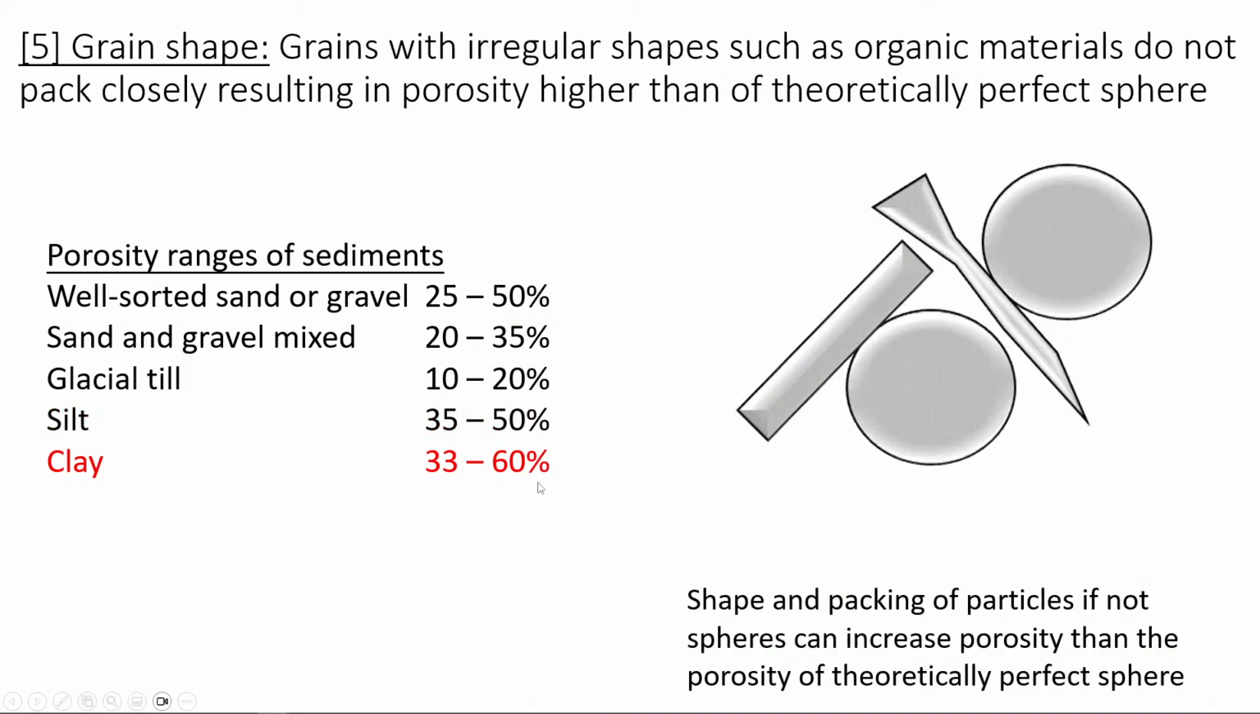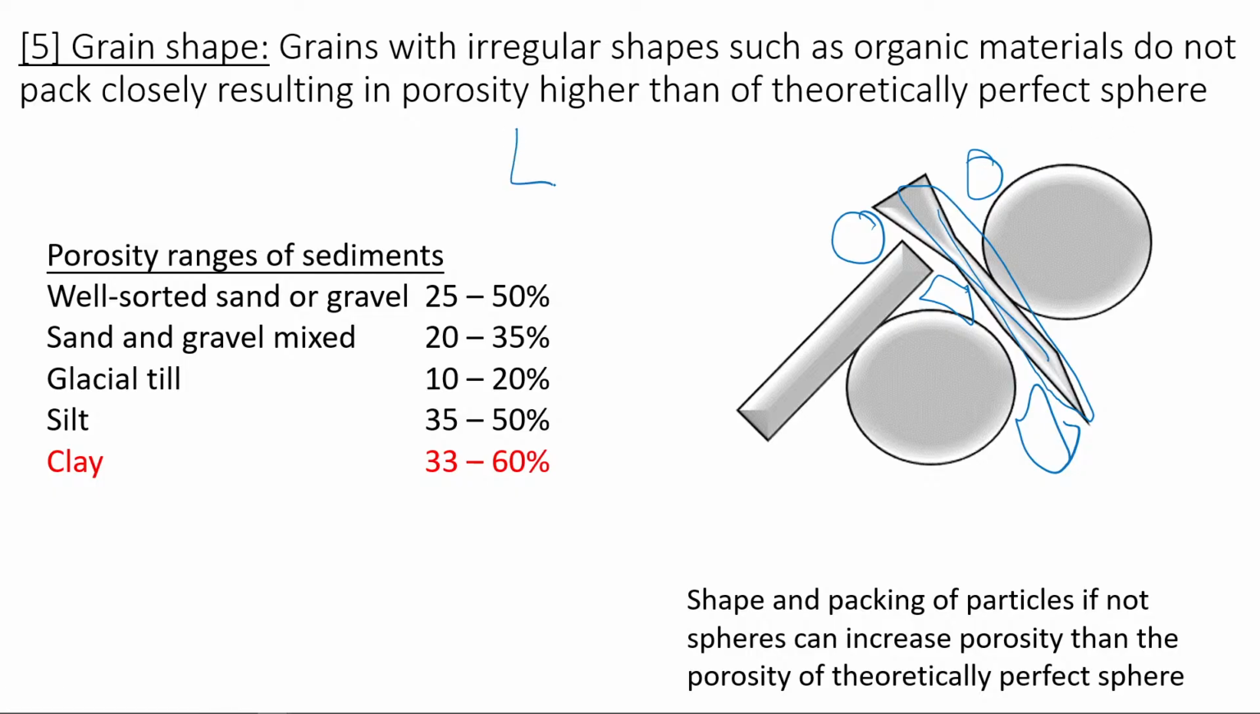Clay has this high porosity because of the grain shape. It's not only the grain size, but the grain shape. Because if I have different grain shapes, I can just fit them anywhere. I can fit something here, here, here. So grain shapes that are irregular, such as organic, result in porosity higher than a theoretically perfect sphere.